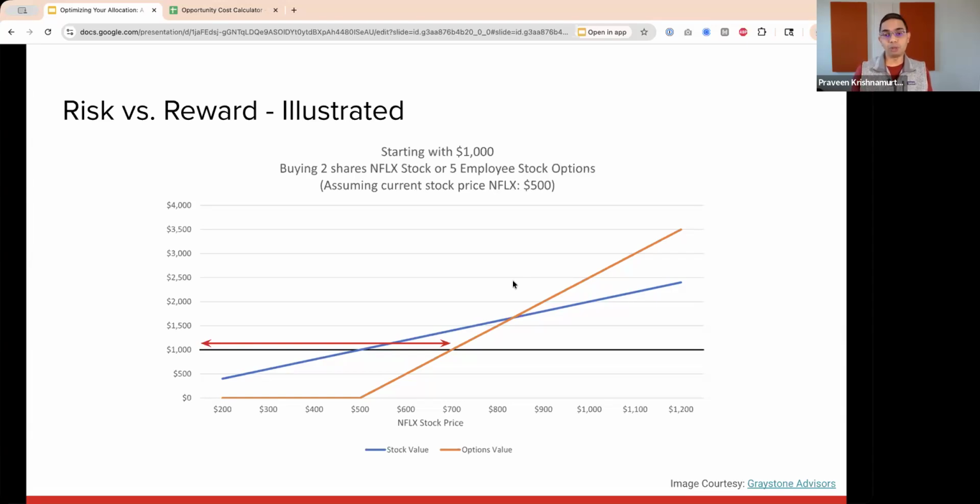This graph is helpful because it highlights why both conviction and risk tolerance matter. Your experience holding options will be very different than holding shares outright.